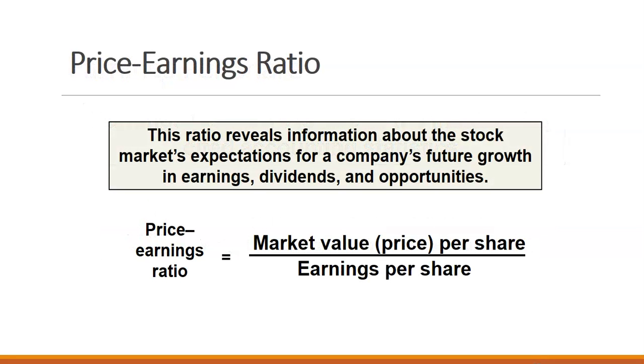The price earnings ratio shows us what the stock market's expectation for a company's growth is in earnings, dividends, and opportunities. So the higher the price earnings ratio, the better earnings potential we see for this stock in the future. This is the market value or price per share divided by earnings per share. And we would watch this from year to year in order to predict whether we had a growth in dividends or a growth on the market of a share and whether we would decide to purchase that share.